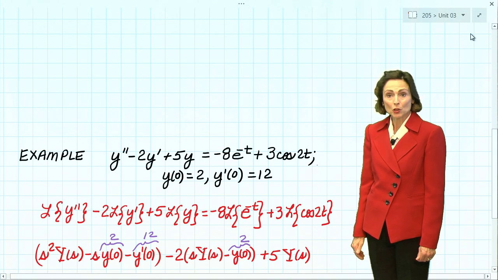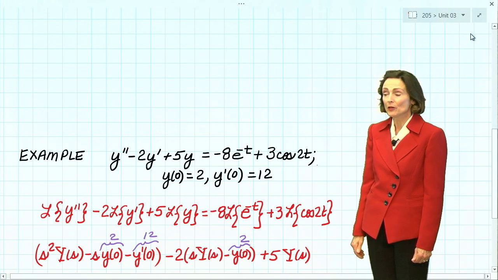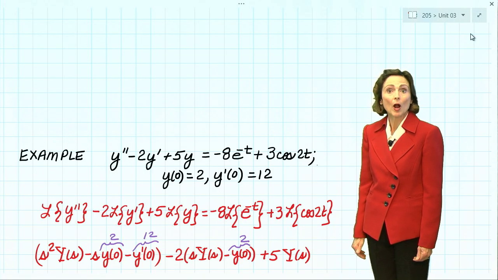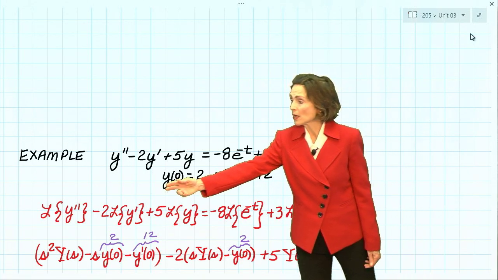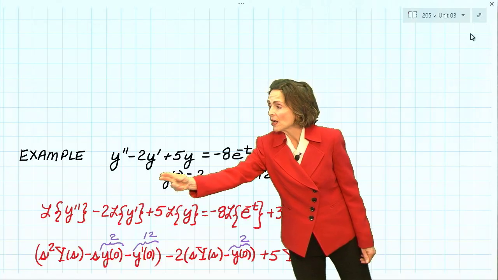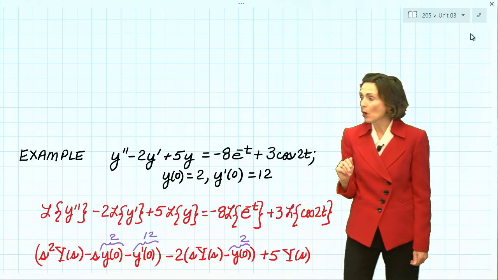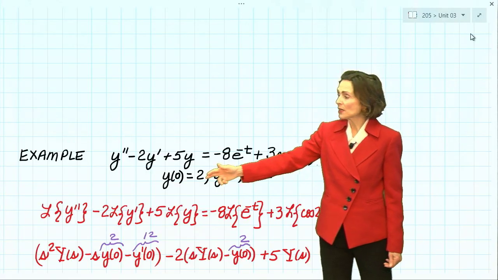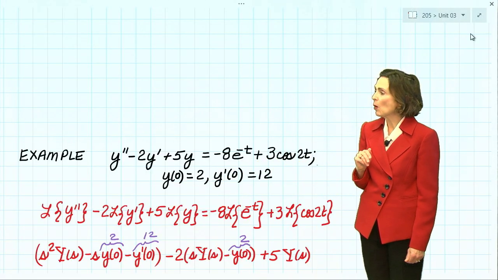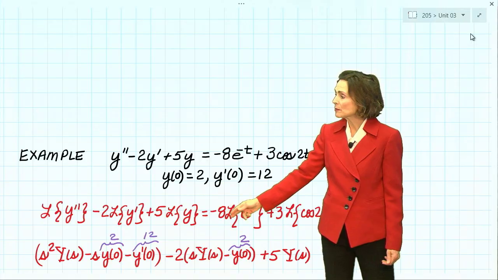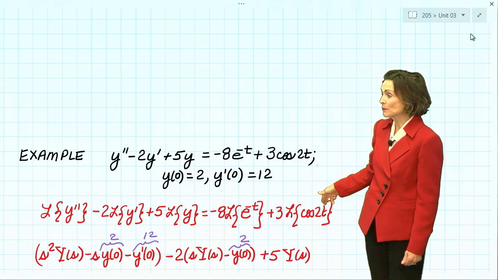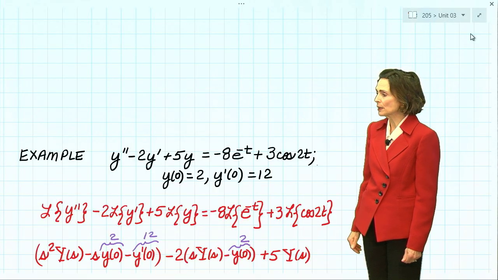We take the Laplace transform of the entire differential equation, using the fact that it's a linear operator and we can move the constant outside. So we're going to have the Laplace transform of y double prime minus 2 times the Laplace transform of y prime plus 5 times the Laplace transform of y is minus 8 times the Laplace transform of e to the minus t plus 3 times the Laplace transform of cosine 2t.